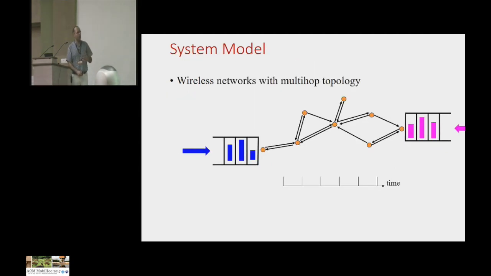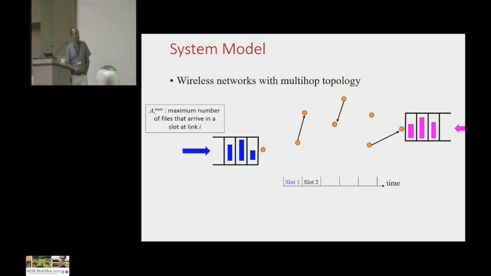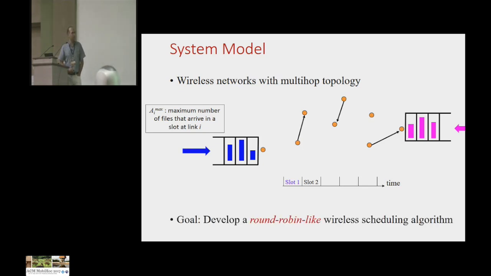So again, going back to our goal, we have these files coming in with their different file sizes to these nodes, but then they are assigned to links. So think of these queues per link. Links fade, and we have to make these scheduling decisions over time with non-interfering schedules in each case. We have an assumption of a maximum number of files that can arrive to a link at a given slot. So that's A_i max for the ith link. And the goal is to develop this round-robin-like policy.